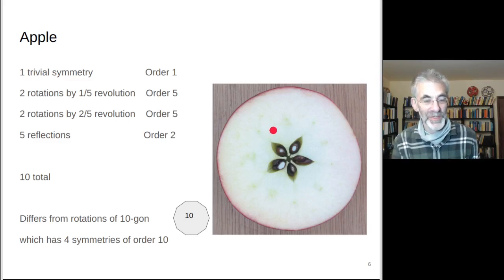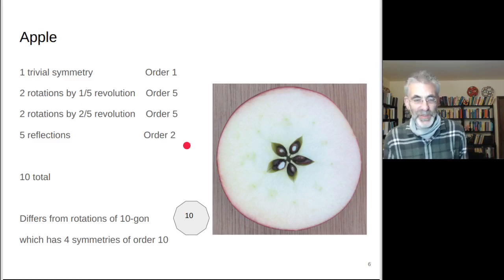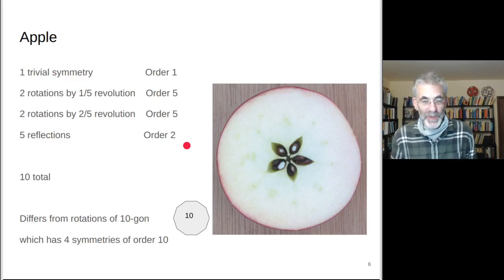If you allow reflections, you can see it's got 2 rotations by a fifth of a revolution, 2 rotations by 2/5 of a revolution, and 5 reflections; for instance, you can reflect in this line here, and there are 5 similar lines. So there are 4 types of symmetry of the apple, and these are called its conjugacy classes. Roughly speaking, two symmetries are said to be conjugate, or in the same conjugacy class, if they kind of look the same.